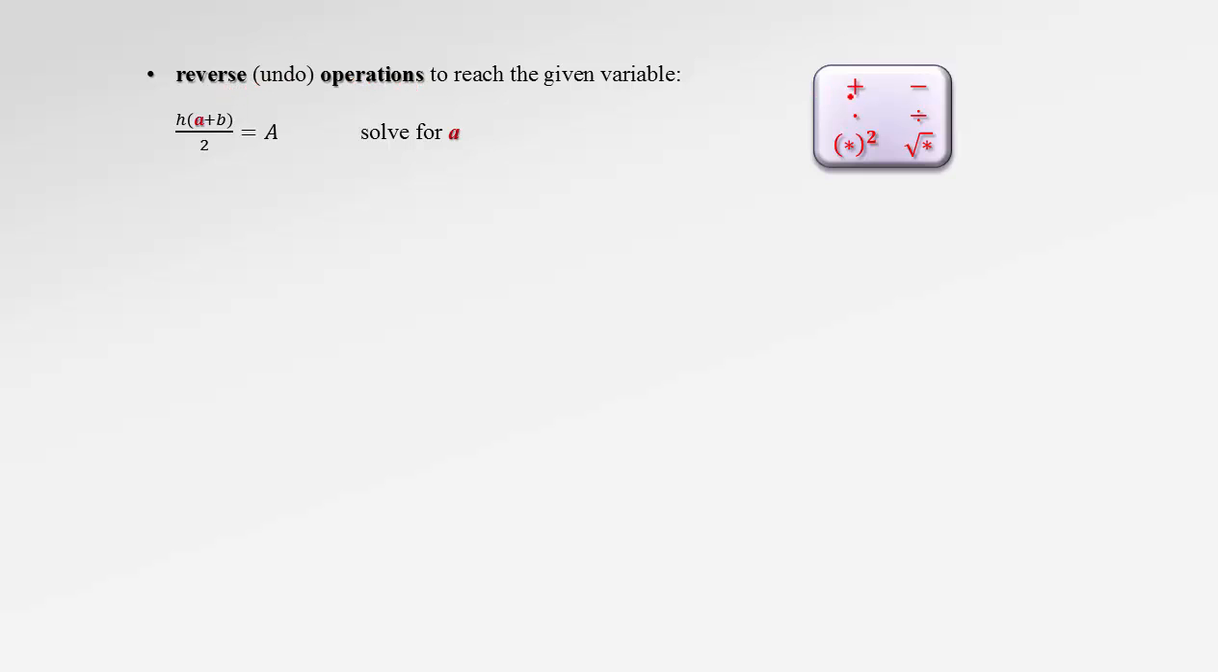For example, if we want to undo the addition, we use subtraction. To undo the multiplication, we use division. And to get rid of a power, we use a root with the same index. So let's look at this example.